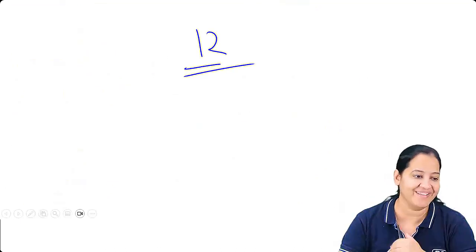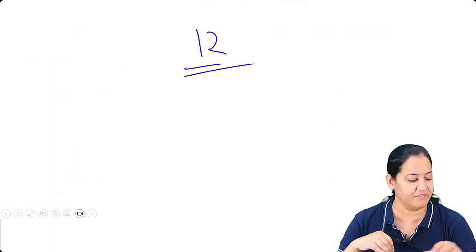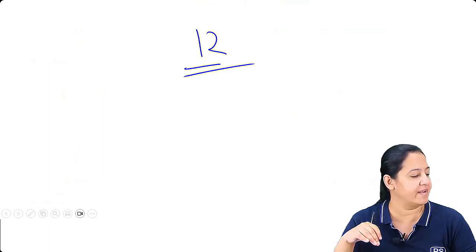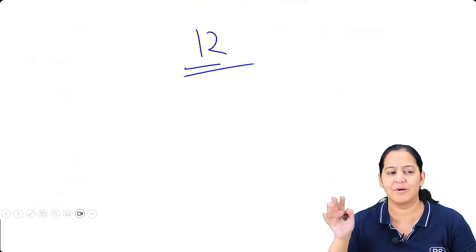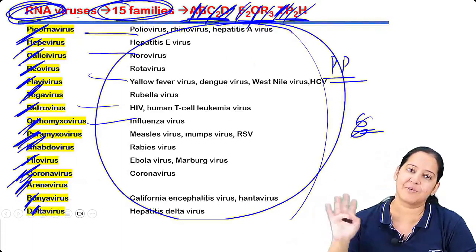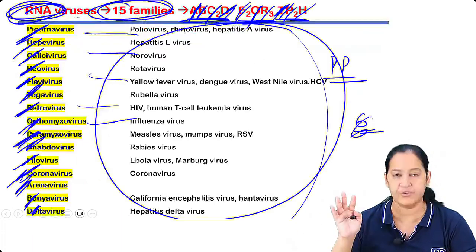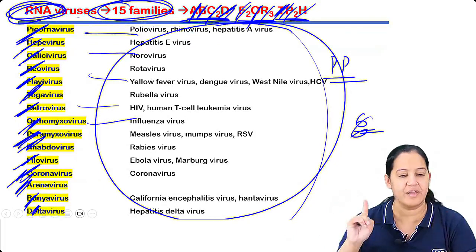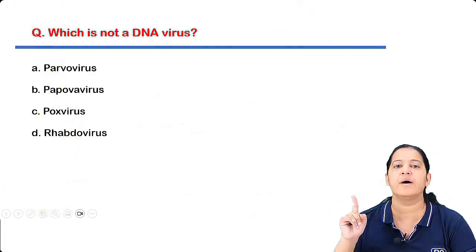Are you people ready? Virology is a small section. We will easily complete it till evening. So total 12 viruses, 6 from the DNA, 6 from the RNA we are going to complete. If you know the classification, everyone knows the classification? Can you answer this question?